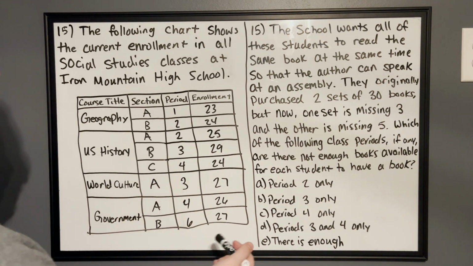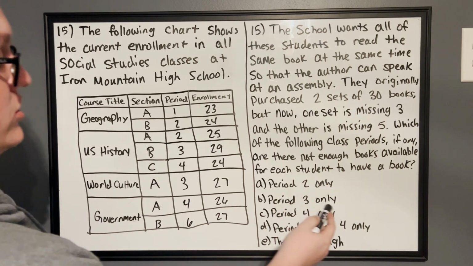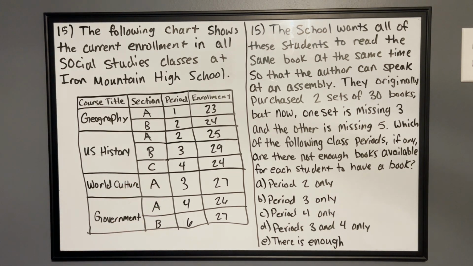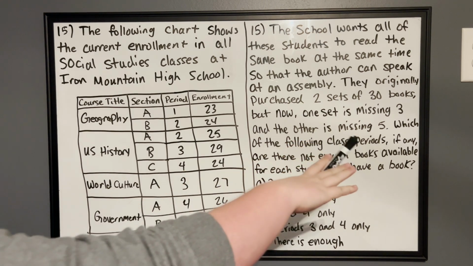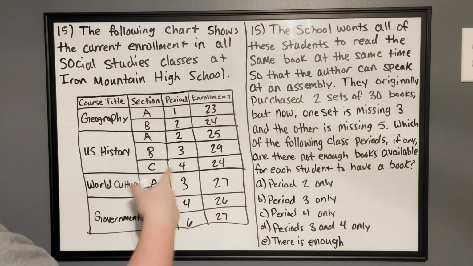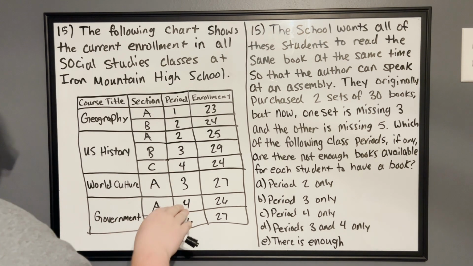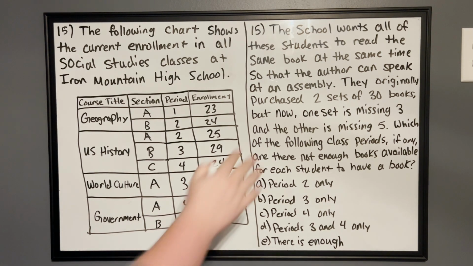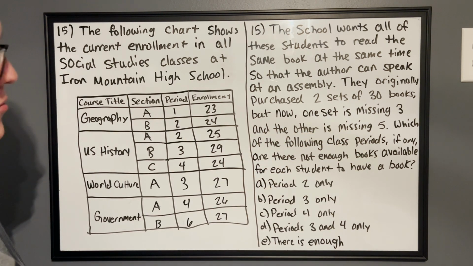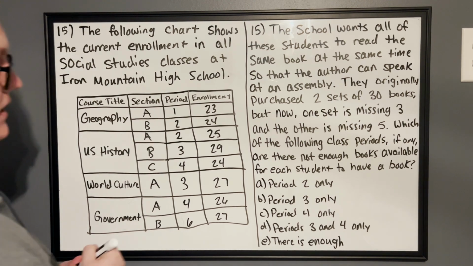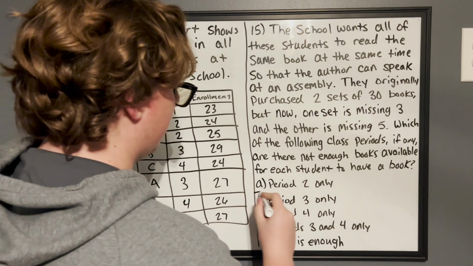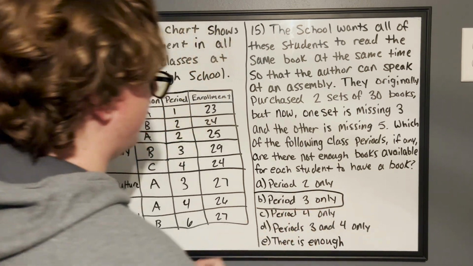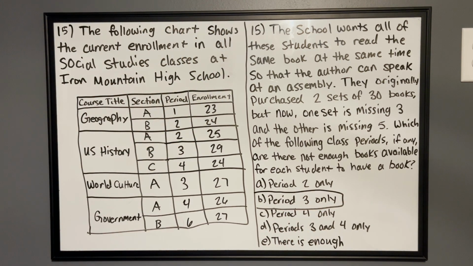Now we just need to look at period 4. We'll see if they both have the problem or if it's just period 3. So period 4, we have 24 and 26. Well, we know 24 is good for even the one that's missing 5, because there's 25 books, we have 24 students, we're good. For period 4 in the government class, we have 26, which we can give the one that's only missing 3, because that has 27 books. So period 4 is good. So this tells us that our answer is going to be B, period 3 only. Those are the only period that is going to have a problem with these sets of missing books. So that's all for question 15.